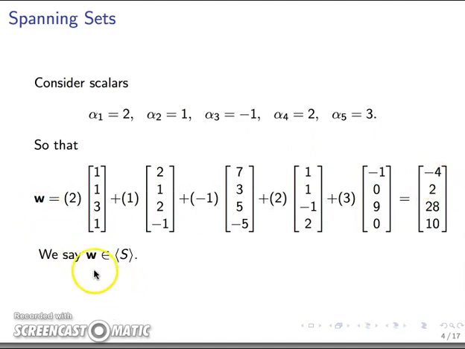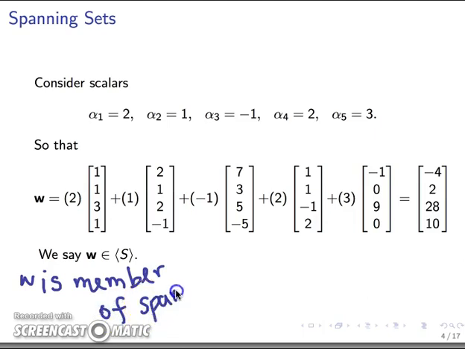That is W, and then we say here that W is a member of the span of S. That's what this notation means. This notation saying that W belongs to the span of S is another way of saying that W is a member of the span of S.